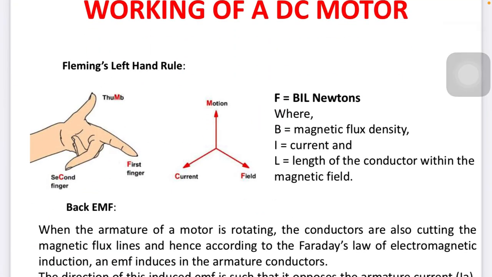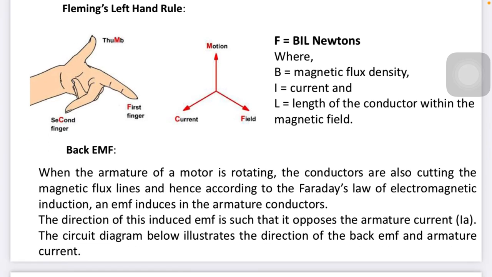F is equal to BIL sin theta, we can say BLV sin theta. B is the magnetic flux density, I is the current, L is the length of conductor within a magnetic field. So when the armature of the motor is rotating, what will happen? The conductors are also cutting the magnetic flux lines.